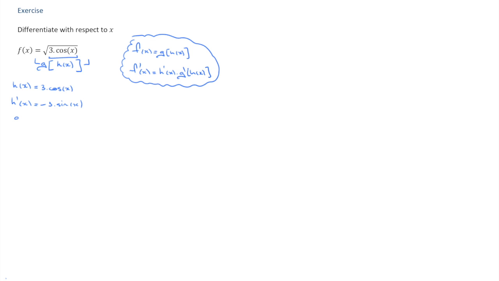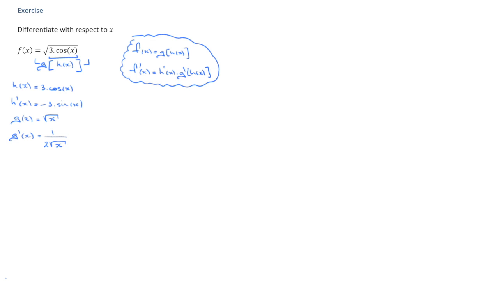Also, we have g of x, which is the outer function. g of x is the square root of x. And the derivative of this, g dash of x, is equal to 1 over 2 root x. Now, if you don't know the derivative of square root of x off by heart, I strongly advise you to learn it off by heart. It comes up very frequently, so remember, if we have square root of x, its derivative would be 1 over 2 root x.